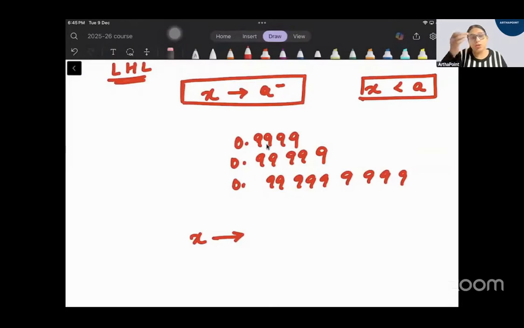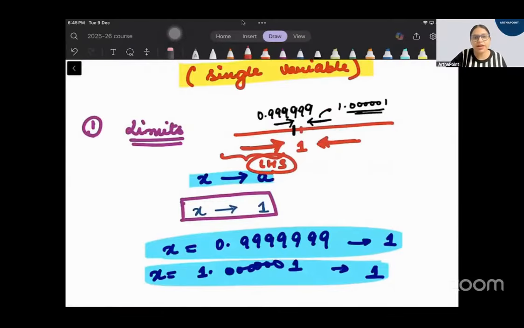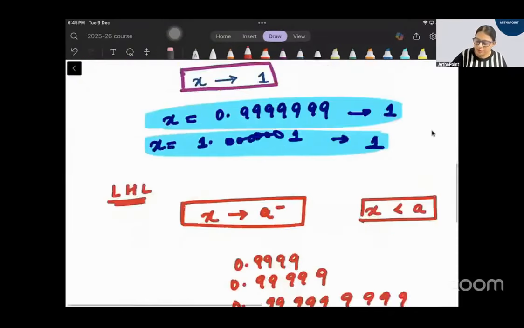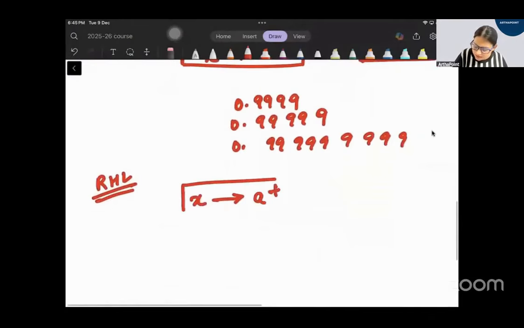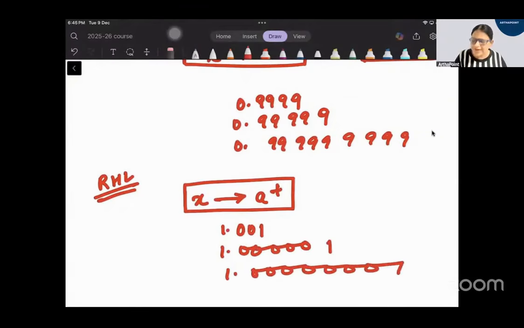Okay. So when I talk about the right hand limit, right hand limit means that we are going ahead and we are approaching that number, but from the right hand side, right? So right hand side means we are taking all values which are greater than 1. So what will we take here? It is written as a plus, right? And we are going to take values like 1.001, 1.00001, 1.0000001, whatever it is, it has to be close to 1, but it has to be more than 1.